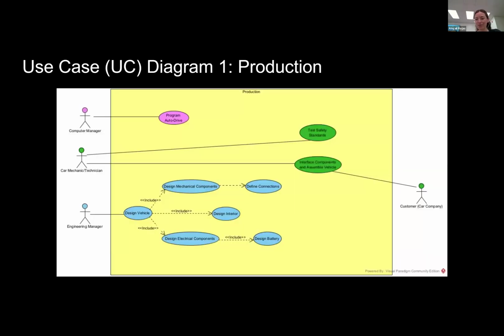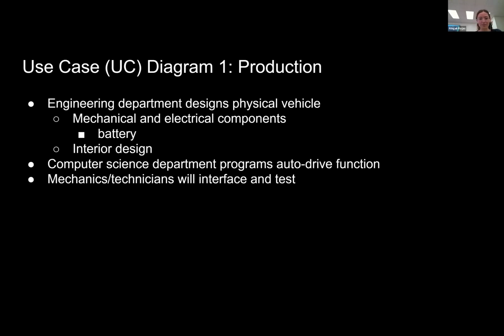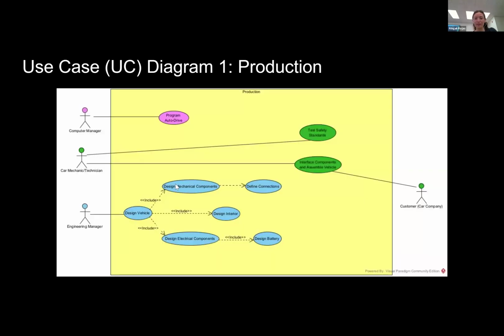And here's my first use case diagram. I have a description, but I'll leave the diagram up so you can see it. Basically it starts with the computer science department and the engineering department, and they would be simultaneously programming the auto drive, and then the engineering department would be designing the actual vehicle. So all the mechanical components, electrical components, the interior. And then a mechanic or a technician would interface all these components and then test it. And then the stakeholder would be the customer or the car company that's interested in buying the design.